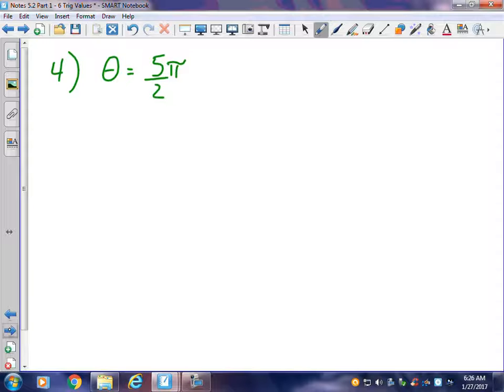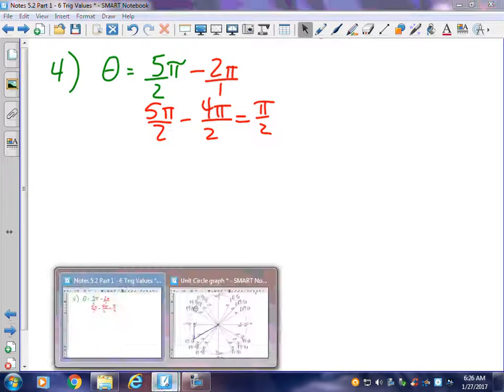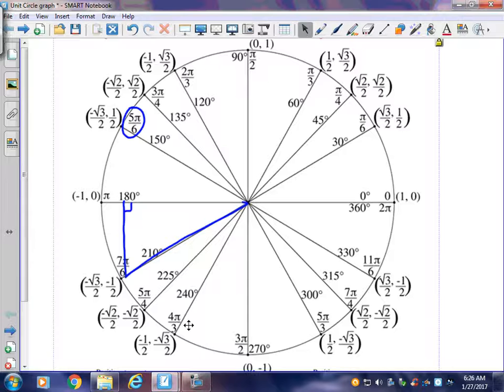First, we've got to take 2 pi away from this. So we need to change this to be halves so that we can subtract. So if I put this over 1, it looks like I multiplied the bottom by 2. So I multiply the top by 2 and get 4 pi. That makes it pi over 2. So that's my angle I'm going to look up. I can see that's at the top and that it is going to be 0, 1.